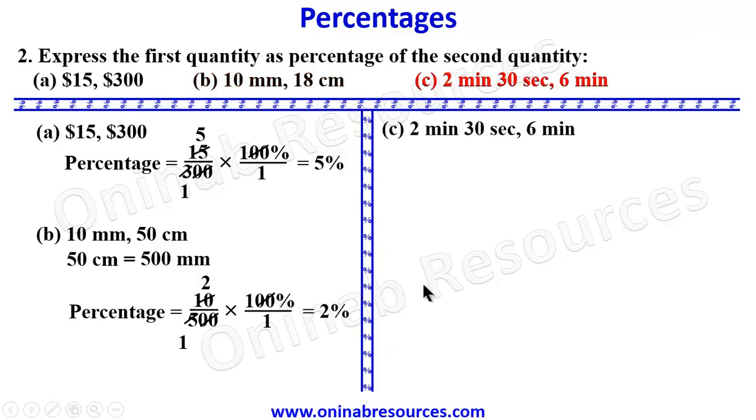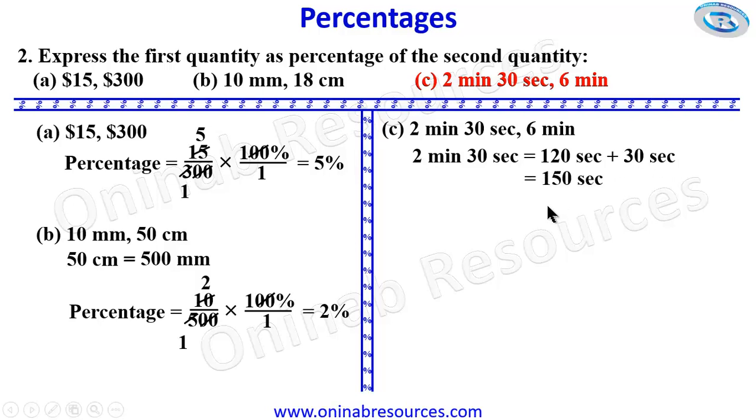And then the last one, which is C, 2 minutes 30 seconds as a fraction of 6 minutes. We are going to convert everything here to seconds so that 2 minutes 30 seconds is going to be 2 times 60, which is 120 seconds, then plus 30 seconds. Since 60 seconds make 1 minute, 2 minutes will be 120. That is 60 times 2. So 120 seconds plus 30 seconds gives 150 seconds. Then for 6 minutes, it's going to be 60 times 6, which gives 360 seconds. Then for the percentage, it means the percentage of 360 seconds.